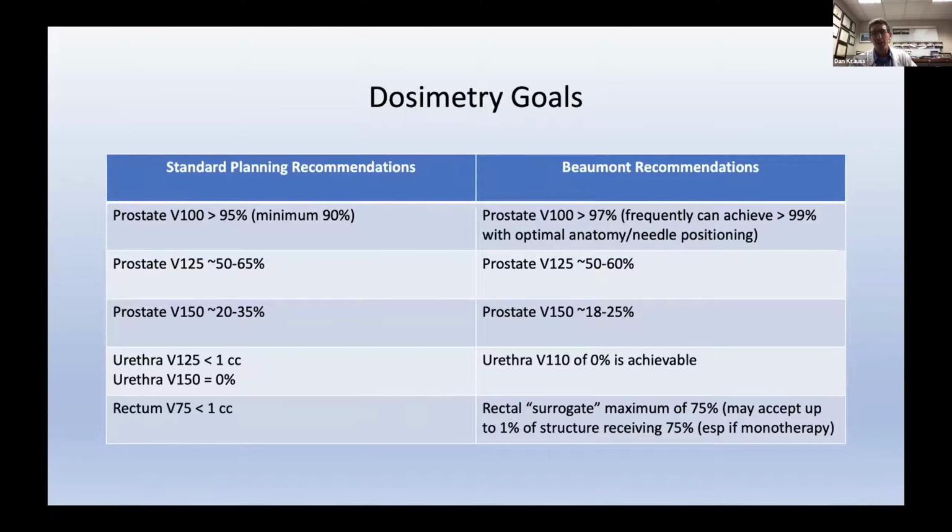And if you really look and pay attention to the urethral dosimetry, you can keep all of your hotspots off the urethra. I mean, this is the beauty of this planning software. Typically, my implants have a urethral V110 of 0%. And our rectal constraints are similar to standard.